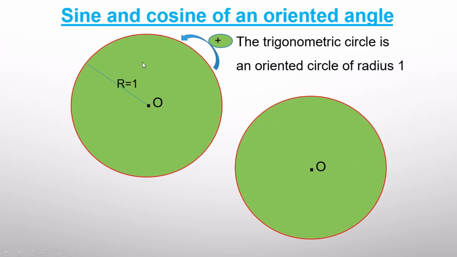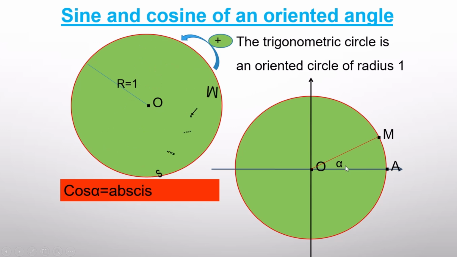Then here we have the trigonometric circle. Consider the orthonormal system OXY, and draw from A, which is taken as the origin. We measure from A to M an angle alpha. Angle alpha in the center is equal to the measure of the arc which it intercepts.